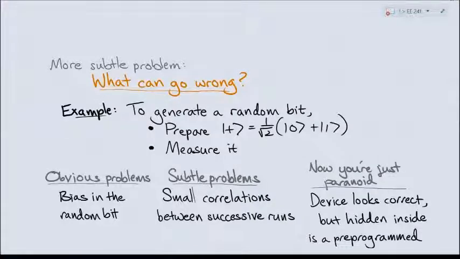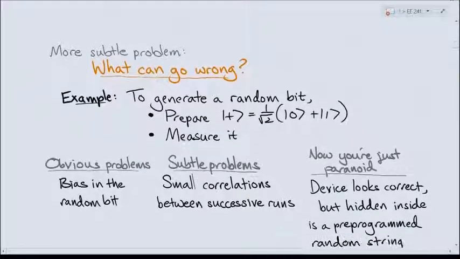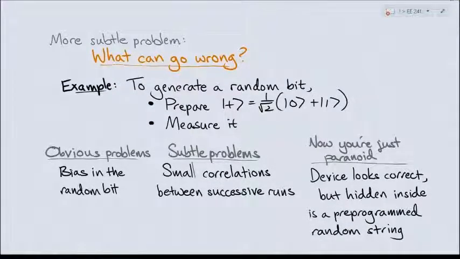So for example, say we want to prepare a random bit. A natural approach might be just to prepare ket plus, that's the state ket 0 plus ket 1, a uniform superposition, and then measure it, right? That should give you 0 with probability 1/2, and 1 with probability 1/2. But in practice, this isn't the best way of doing it, because there could be all sorts of problems. An obvious problem you definitely worry about is that it might be slightly biased. So instead of exactly 1/√2 for 0 and 1/√2 for 1, it could be slightly off from 1/√2, so you get probabilities slightly off from 1/2, 1/2.